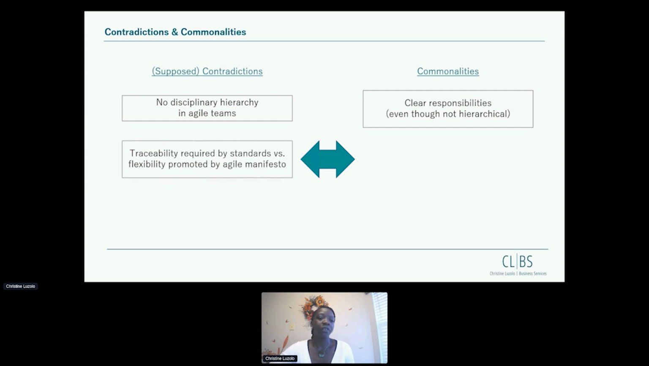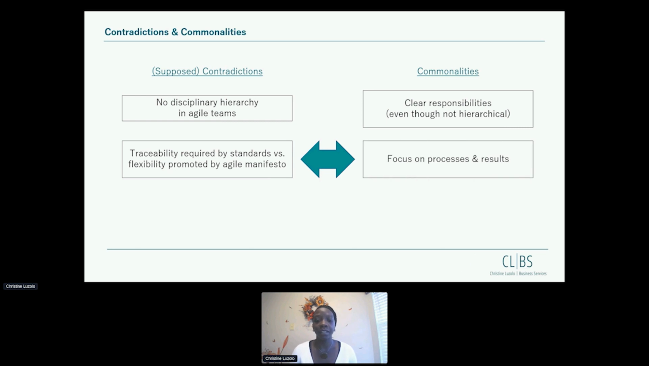Then what I hear also very often is that the traceability required by the standards, when it comes to documentation and maybe changes in requirements for products and services, is somehow corrupted by the flexibility promoted by the Agile Manifesto. So it is often perceived that the Agile Manifesto allows you to just change a strategy on a product without really having to trace and document this.